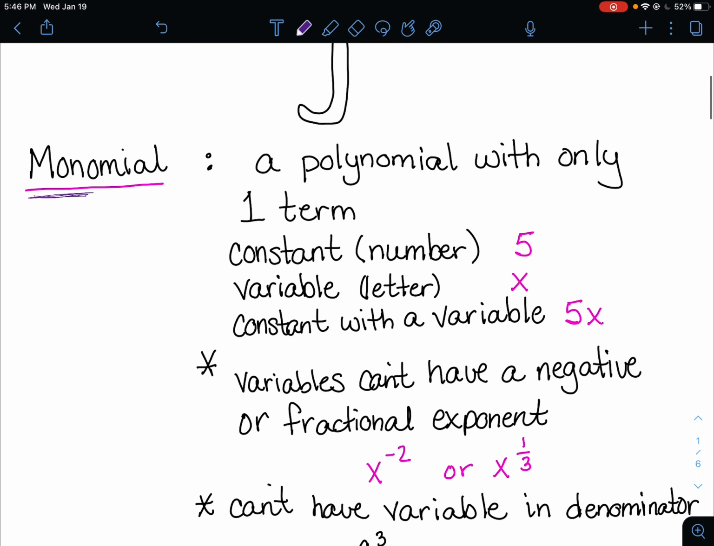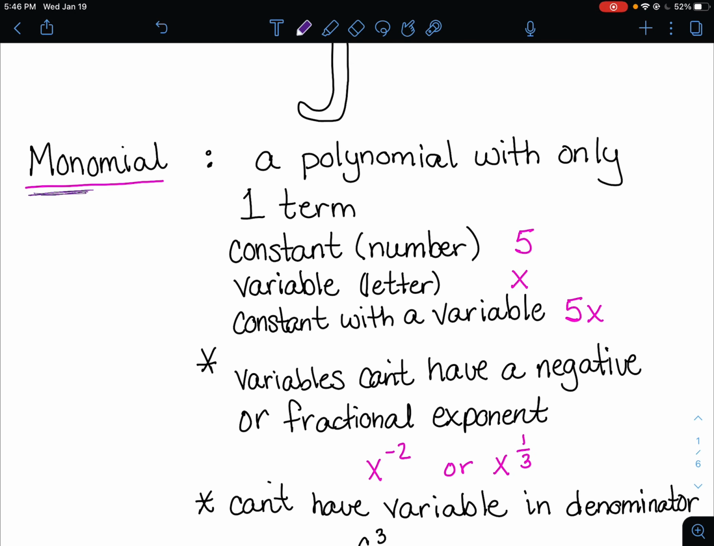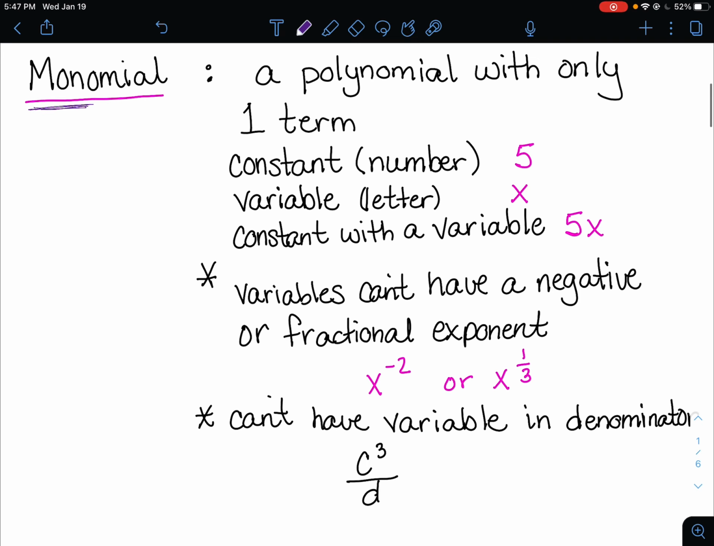Now, things that we have to remember. Variables cannot have a negative or fractional exponent. So x to the negative 2, even though it's one term, because it's a negative exponent, is not considered a monomial, so therefore it's not a polynomial. It can't have a fractional exponent, like x to the 1/3, again for the same reason. And you can't have a variable in the denominator.